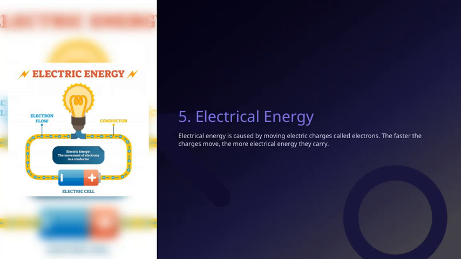Let's talk about electrical energy. This type of energy is caused by moving electric charges, which we call electrons. When these electrons move, they generate electrical energy. Now, an important point to remember is that the faster these charges move, the more electrical energy they carry. So, the speed of electron movement directly influences how much electrical energy is produced. This concept ties into the larger idea of how energy transfers and transforms, showing us how vital the movement of tiny particles like electrons is in powering everything around us.